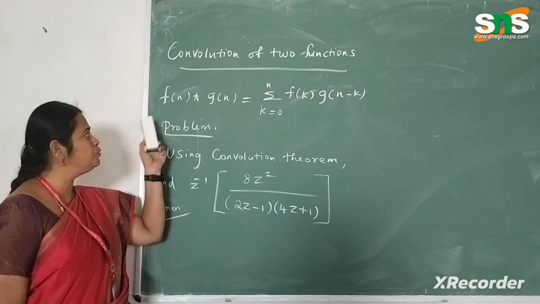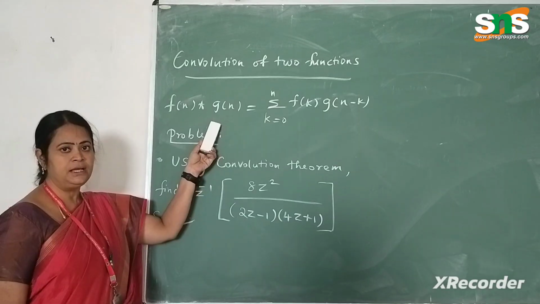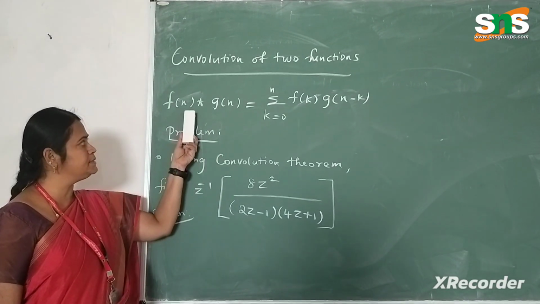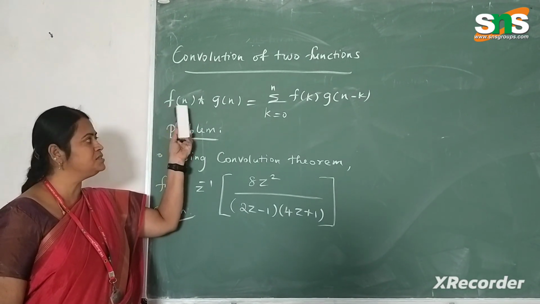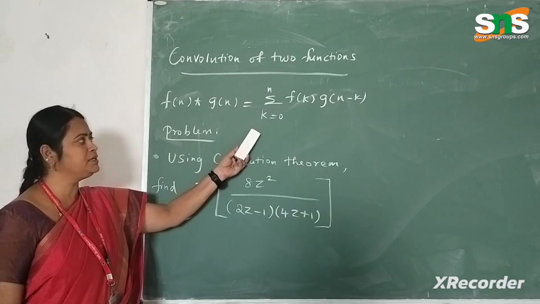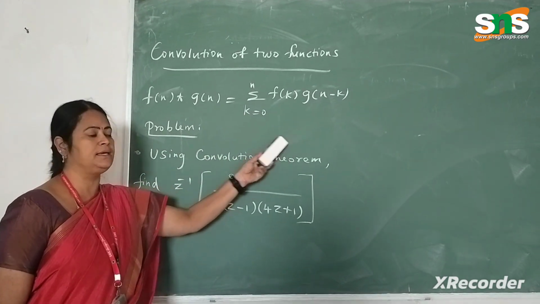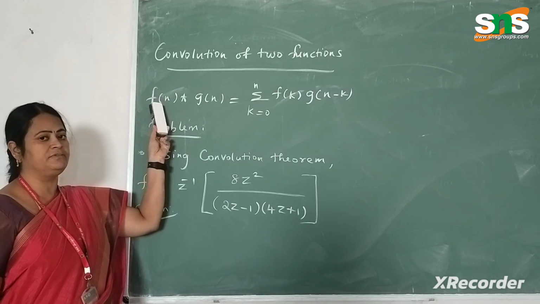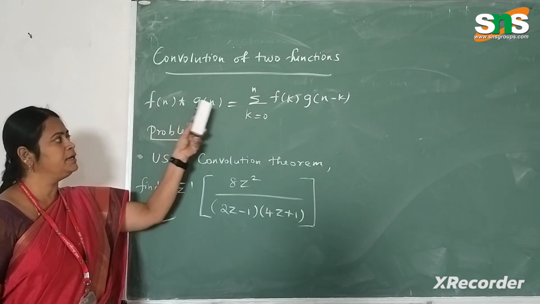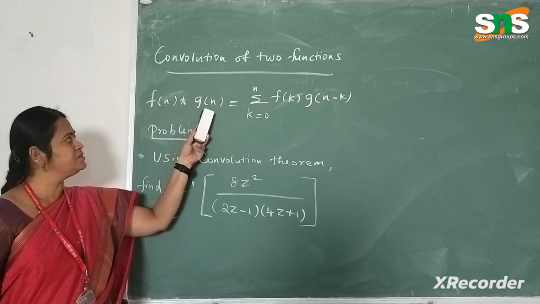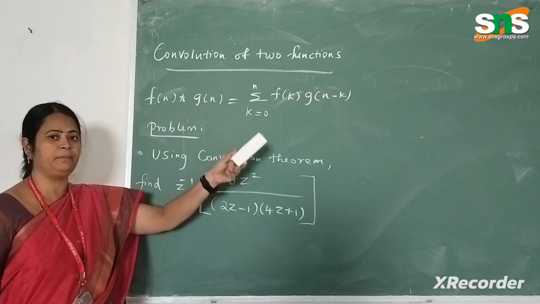Suppose we are given two functions f of n and g of n. The convolution is defined by the symbol star. So f of n star g of n is given by summation k equal to 0 to n, f of k and g of n minus k. That is, you have to replace the first function f of n with f of k, and the second function g of n with g of n minus k.